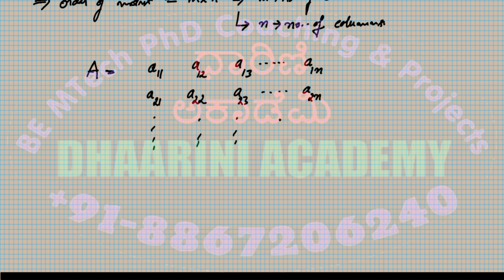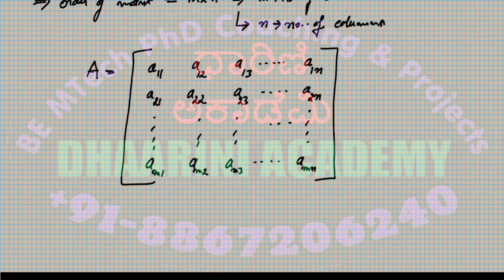Now we already have assumed there are m number of rows. So row number m, first column, mth row, second column, mth row, third column, and so on. Now you see the last element will be in the mth row. This is row number m, column number n. So there are m into n number of elements. Right?